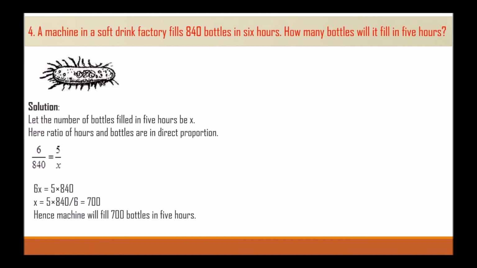Next, a machine in a soft drink factory fills 840 bottles in 6 hours. How many bottles will it fill in 5 hours? So let the number of bottles filled in 5 hours be x. Here the ratio of hours and bottles are in direct proportion. So 6 upon 840 equals 5 upon x. We will do the cross multiplication. So we will get 6x equals 5 into 840, that is x equals 5 into 840 upon 6, that is 700. Hence, the machine will fill 700 bottles in 5 hours.